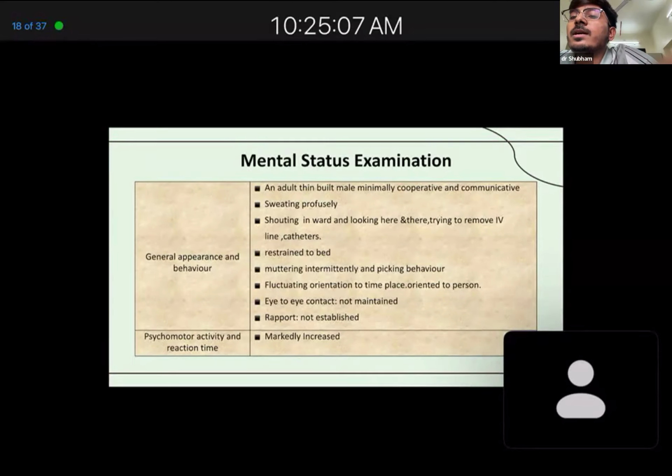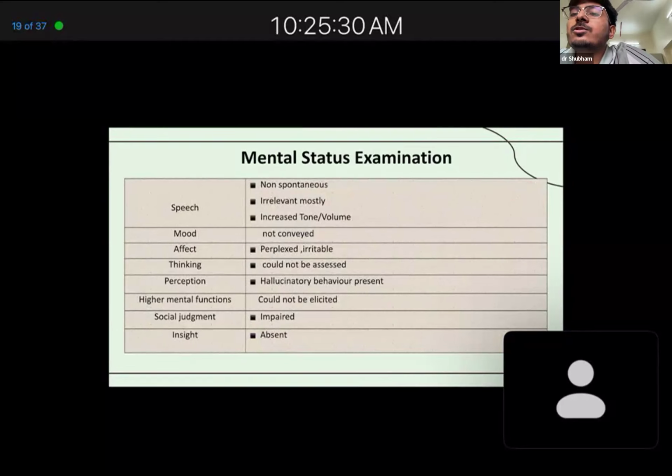Patient was restrained to bed, was muttering intermittently, and picking behavior was established. Fluctuating orientation to time and place was present, but the patient was oriented to person, albeit to his wife. Eye-to-eye contact was not initiated and not maintained. Rapport could not be established. The psychomotor activity of the patient was markedly increased. Speech of the patient was non-spontaneous, mostly irrelevant and sometimes incomprehensible, with increased tone and volume.